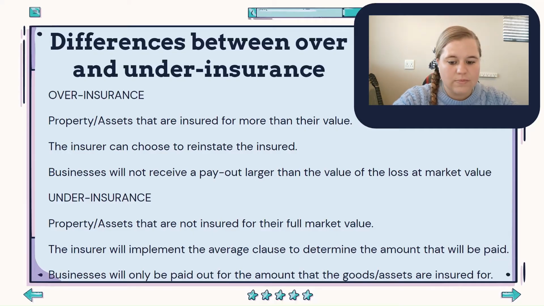Under insurance: property or assets that are not insured for their full market value. The insurer will implement the average clause to determine the amount that will be paid. Businesses will only be paid out for the amount that the goods or services are insured for.